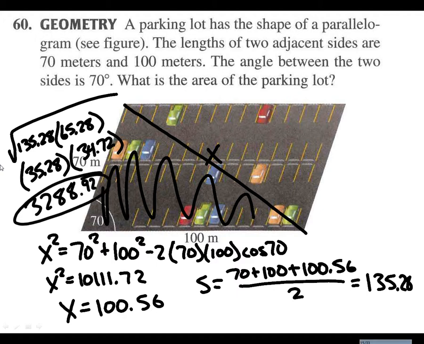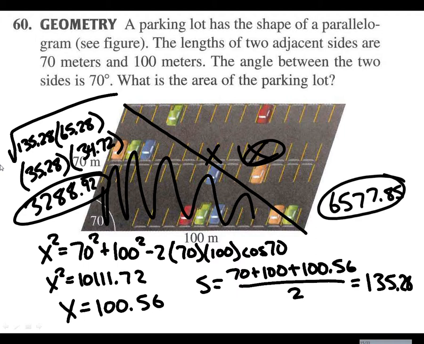But remember, that's just one of the triangles. We also have to get this triangle over here. So we're just going to double it, times it by 2, and we get 6,577.85 for our total parallelogram.